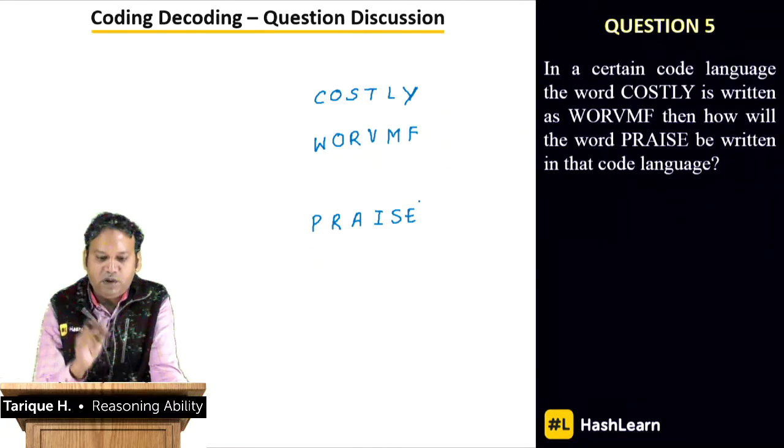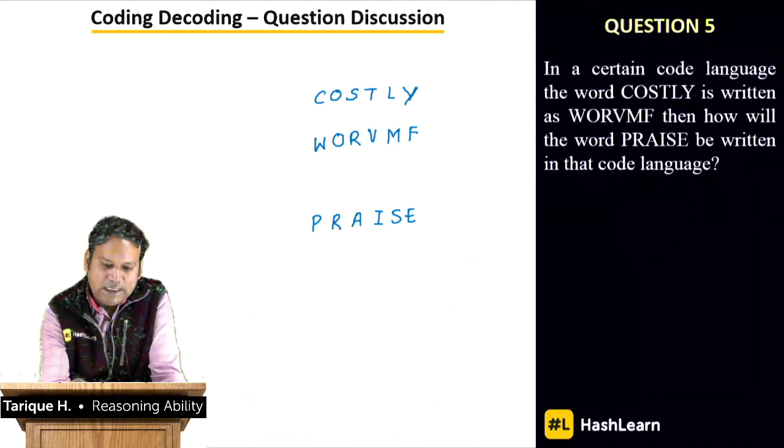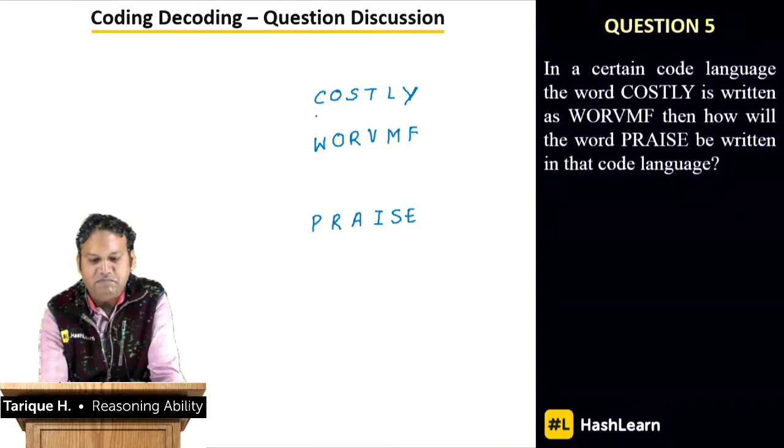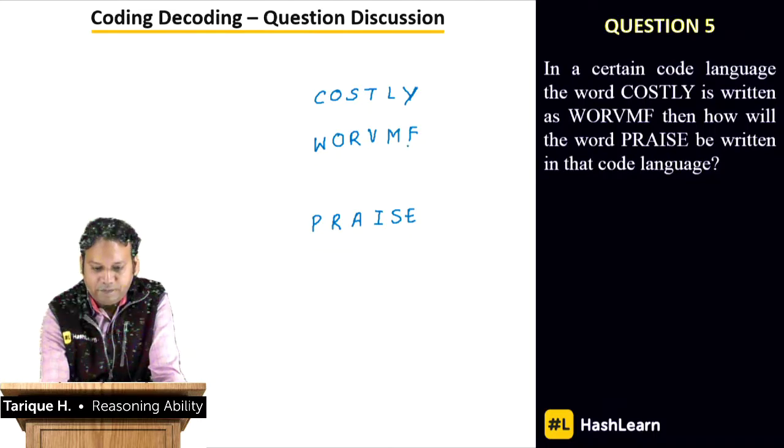If we write the word costly, we told you this is a shifting type question. So C, +1 is D. We don't have a D here. -1 is B. We don't have a B. Again, let's go +2. So C, D, E. We don't have a +2 also. -2 is A, which is not there. So let's try +3. C, D, E, F. We have an F here.